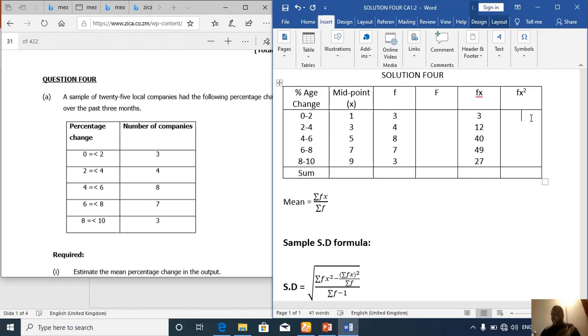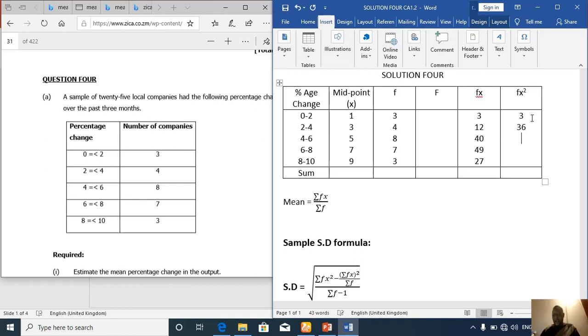So what we are having here is 3 multiplied by 1. This 3 fx multiplied by 1, which is that x value. We have our answer as 3. Then we take this 12 multiplied by 3. What is 12 multiplied by 3? That should be 36.